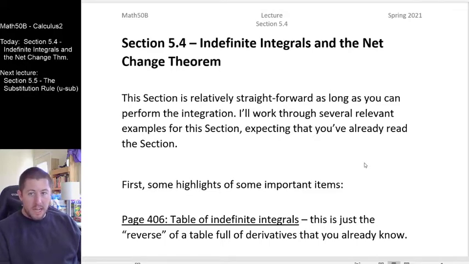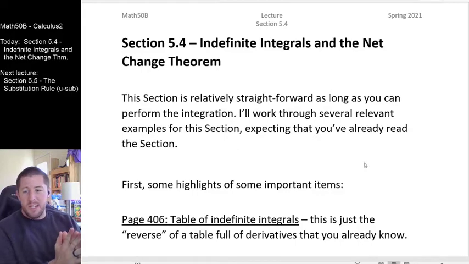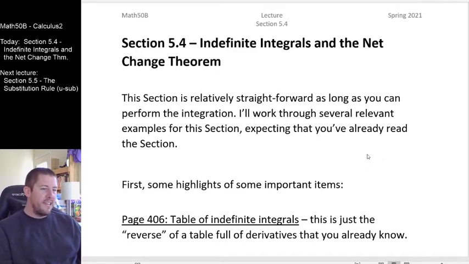So, Section 5.4, indefinite integrals and the net change theorem. When you read through this section, I do think it presents itself pretty straightforwardly. We're going to see some sections later this semester that are going to be a little bit less straightforward, where I will need to spend a little bit more time on more direct concept-related things. But I think that you guys are going to read this and say, oh, okay, yeah, I got that.